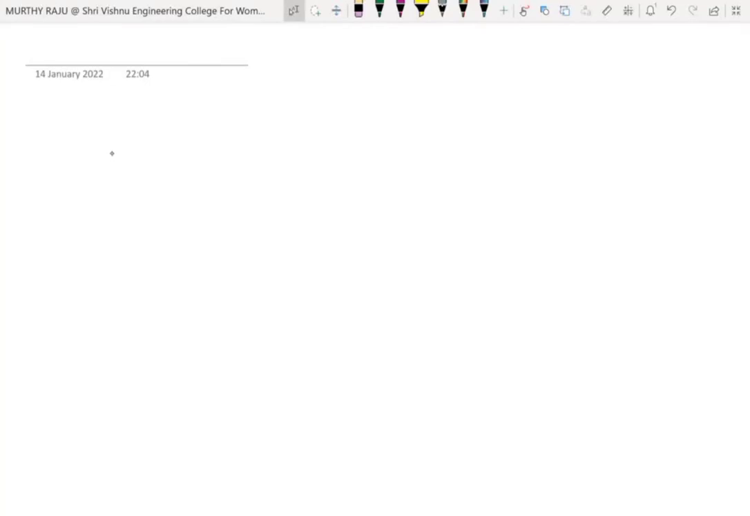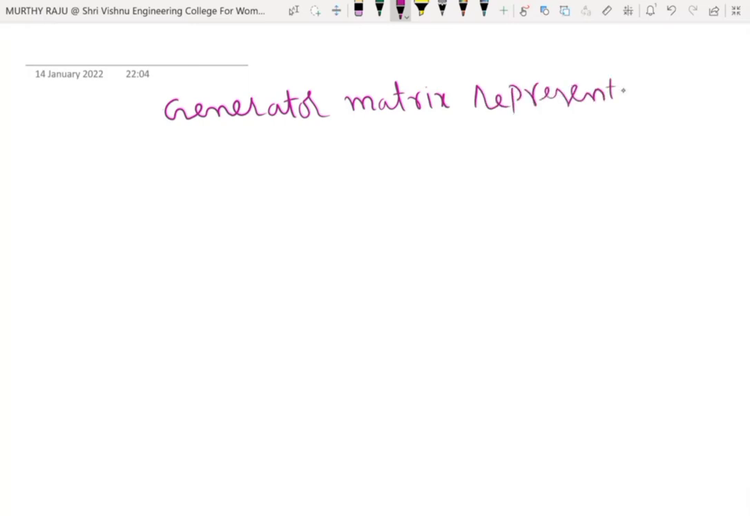In this video, I am going to explain the concepts of generator matrix and parity check matrix of the linear block codes. First one is generator matrix representation. Generator matrix representation of linear block codes.